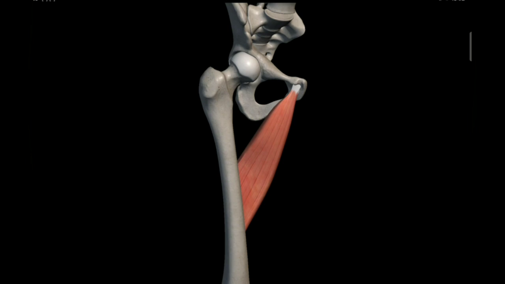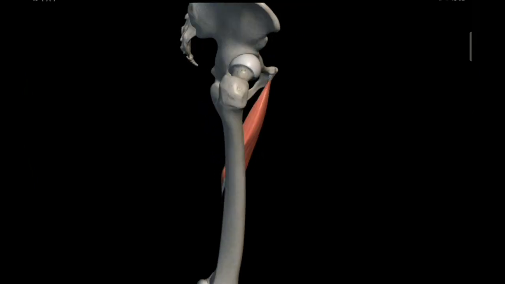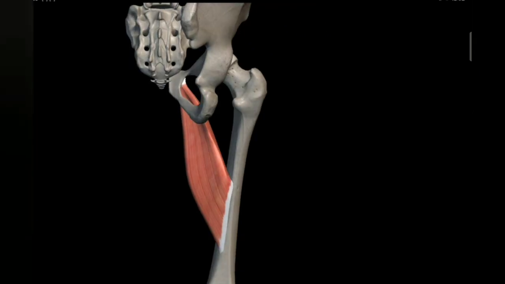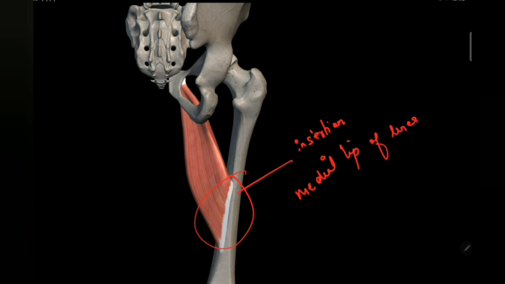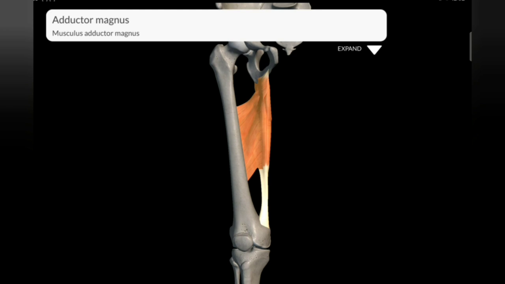Now we are coming to the insertion of the adductor longus. You can see this is the adductor longus, and we are going on the posterior side, and they say that the adductor longus is getting inserted on the medial lip of linea aspera, right? So on the medial lip of linea aspera, the insertion of adductor longus is taking place.